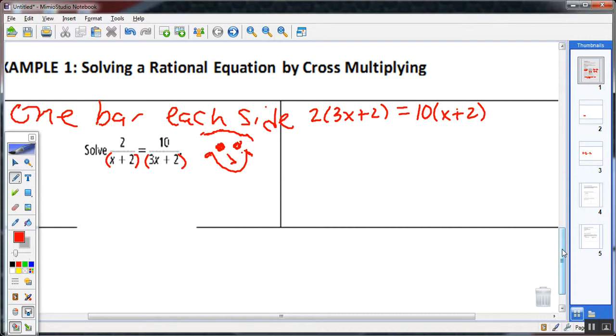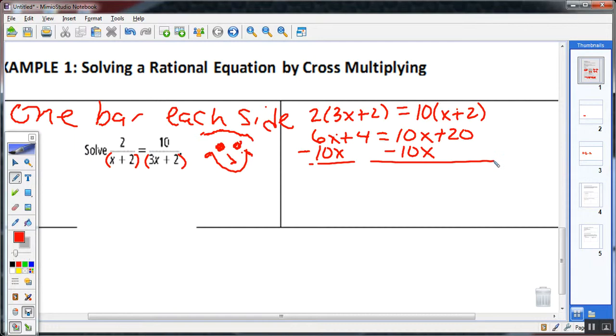So by distribution, what's my left side going to be, kids? 6x plus 4. Equals 10x plus 20. Kids, I don't like this 10x over here. Can I get rid of it? By subtracting both sides, you okay with that? Guys agree that this is negative 4x plus 4 now?